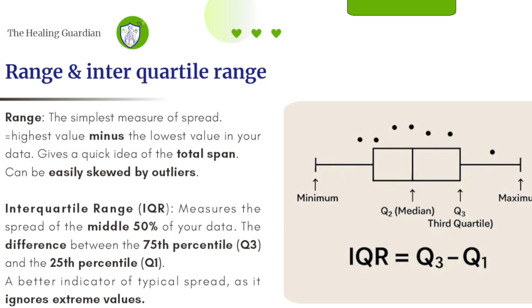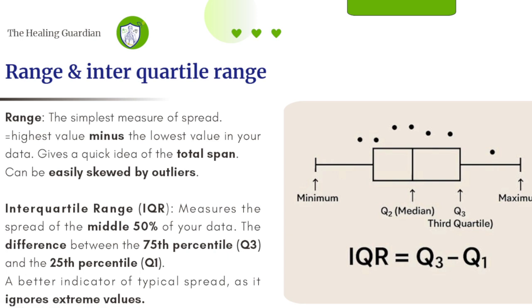First, we talk of range and interquartile range. The range is the simplest measure of spread. You simply get the highest value, that's the person with the highest value, minus the person with the lowest value. So it is giving you the total span, one extreme and another extreme. These two values show you where all the population is lying. Meaning the bigger the range, it means you are having someone with very high and someone with very low. So it can be easily skewed by outliers.